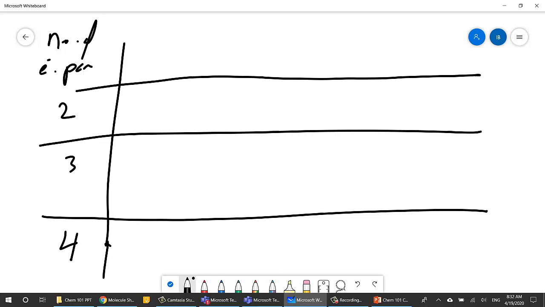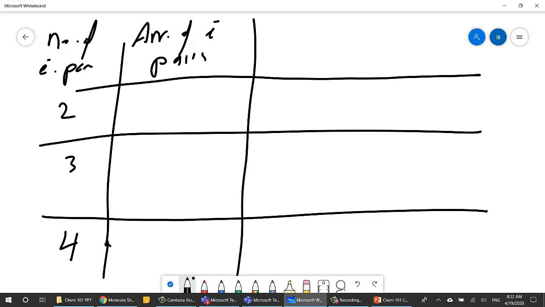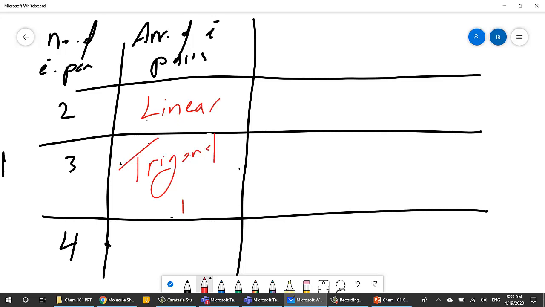This is called the arrangement of electron pairs. Sometimes they call it electronic geometry. Some books call it electronic geometry. We have the linear, and we have the trigonal planar. So this is linear, this is trigonal planar, and this is tetrahedral.